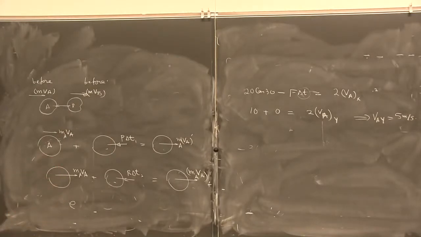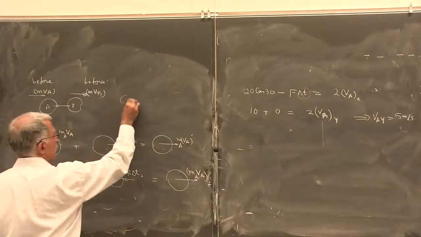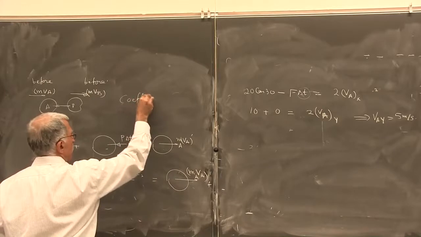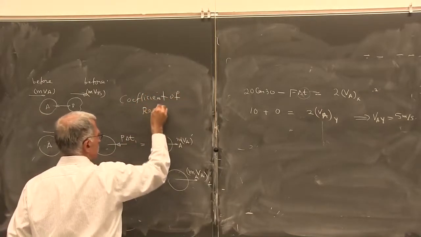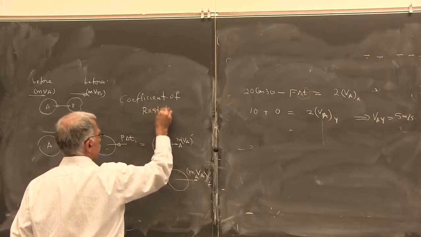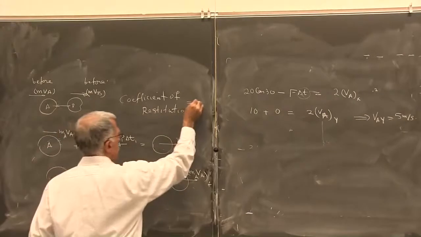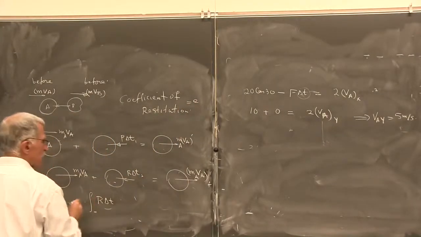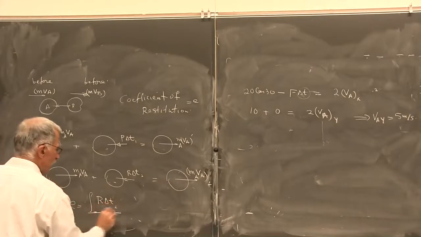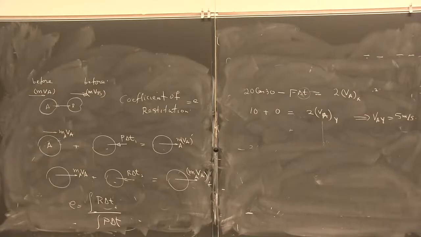And that is. So we can define the coefficient of restitution, E, as the integration of R delta T over the integration of P delta T. Or you can say P delta T to 1, P R delta T 2, that doesn't make any matter.